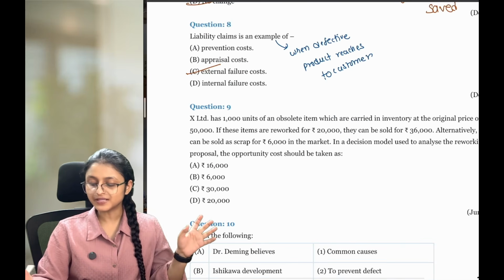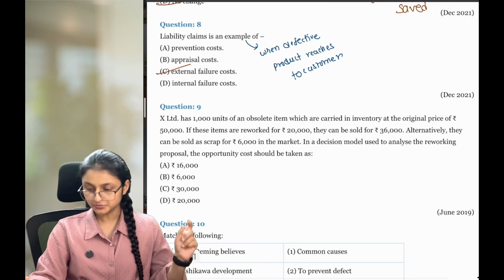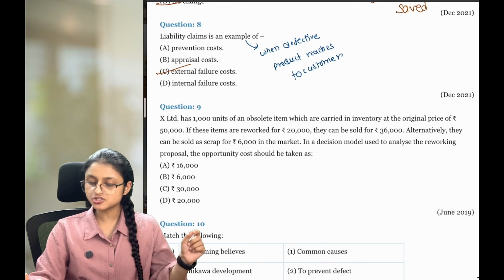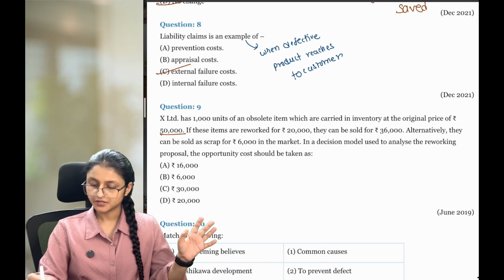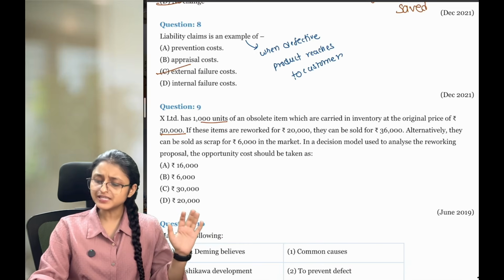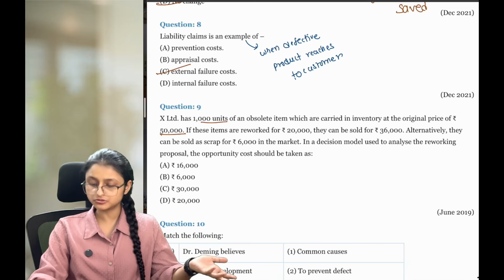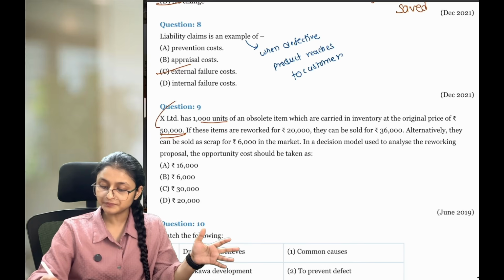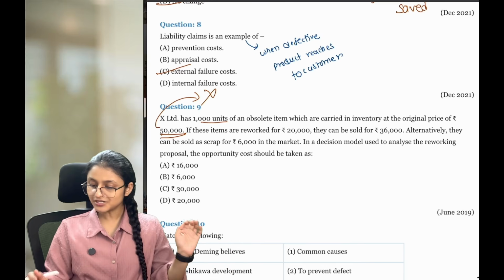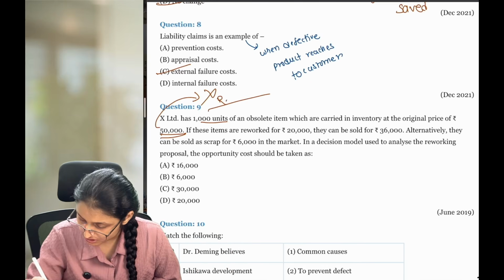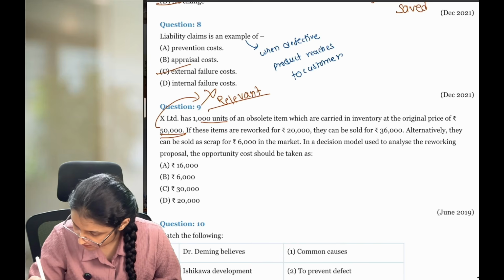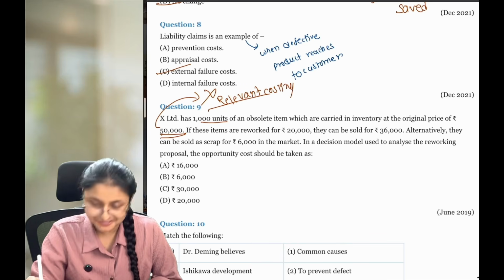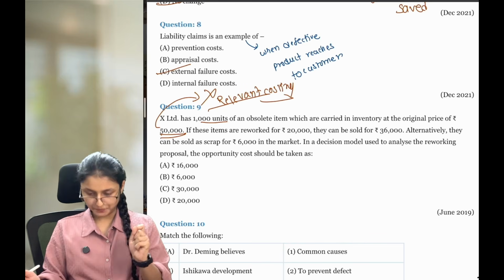X Limited has 1000 units of an obsolete item which are carried in inventory at an original price of 50,000. So we have 1000 units, obsolete item, that means that is of no use to us. Hence, this 50,000 originally incurred cost is completely irrelevant. Now, let me tell you one thing. This is a question of relevant costing only. That is your chapter number 3. Mistakenly, it has been added here. Okay. But let's see what is happening here.